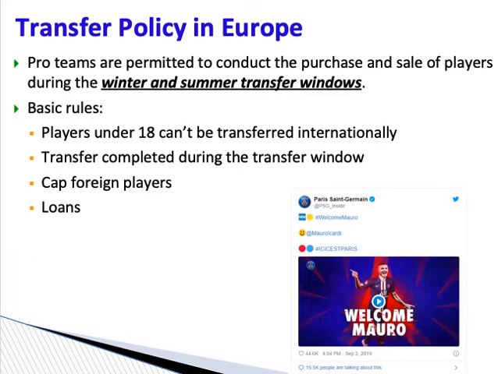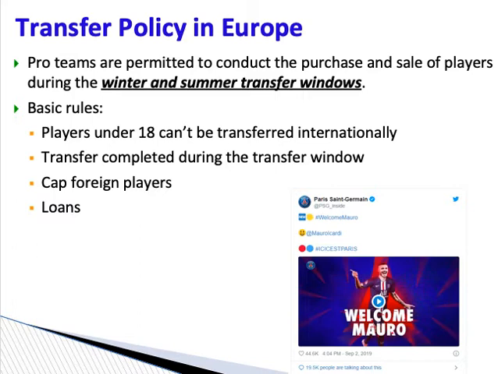In the majority of European leagues, the season is over in the middle of June. So basically, starting from June and until August, you are able to sell players, and this is called the summer transfer window. It is open to all the professional sports leagues in Europe, not just one league, right?